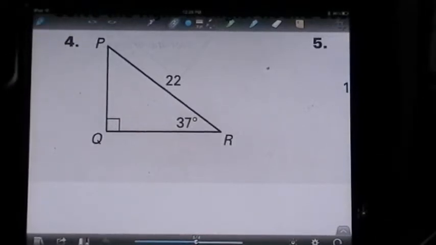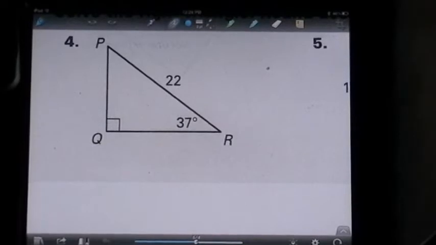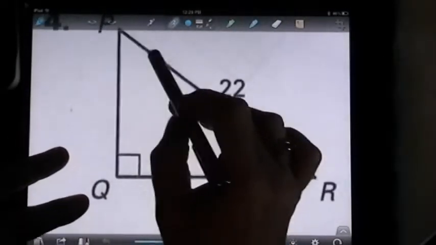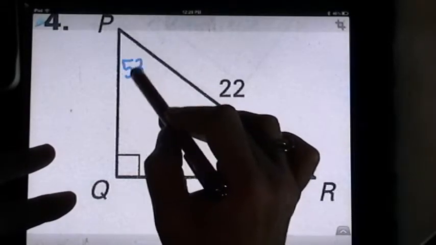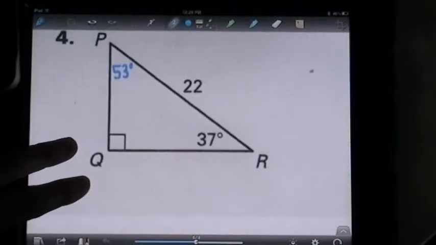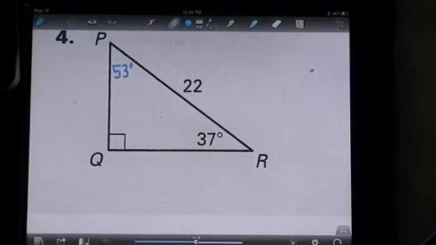If I don't need to show you how to key something in, I'm just going to tell you what I'm doing. 90 minus 37 equals, and you have to do all of them even if it's not requiring that you use trig, and you can use trig if you want. Okay, now we're going to find a side.